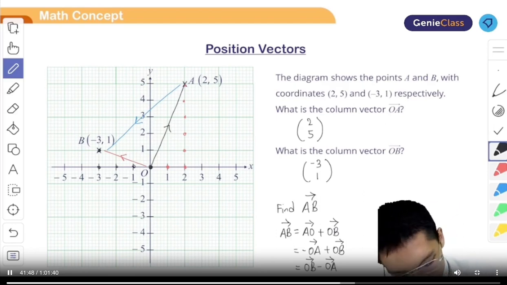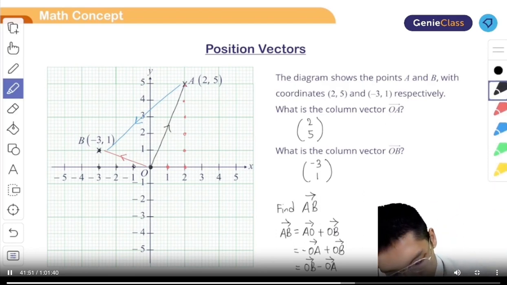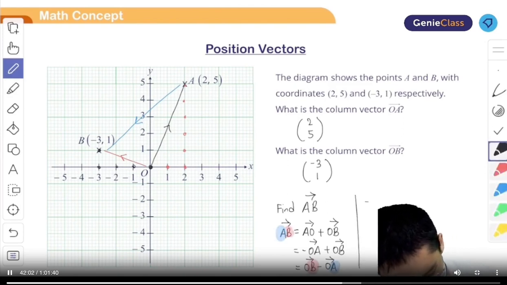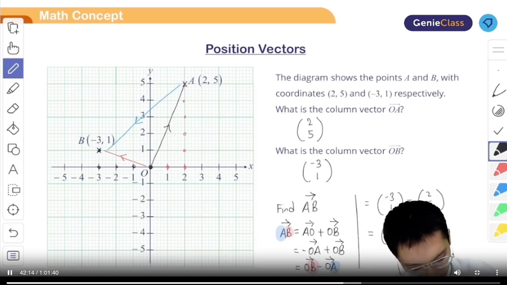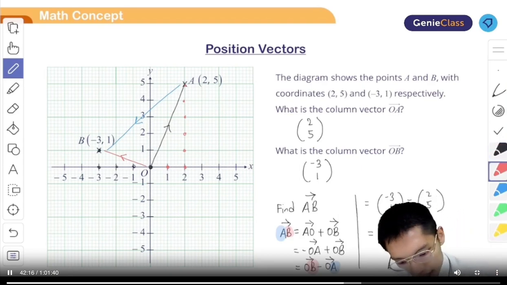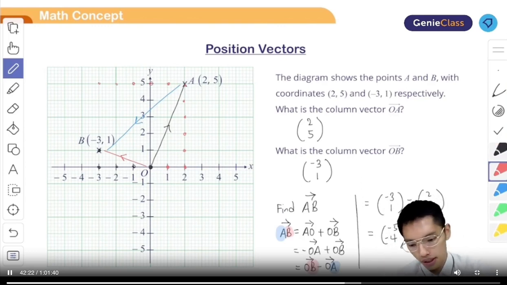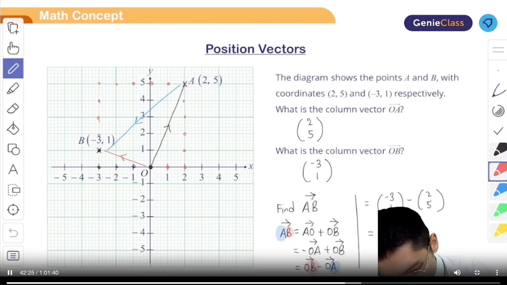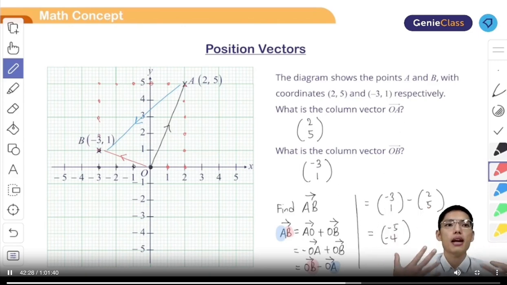And then if you want to simplify it, take a look at the trend. B, A. And in this case, B and A. So if I simplify it, OB minus OA is none other than negative 3, 1 minus 2, 5. In fact, you can try, it's actually minus 5 and minus 4, which is correct because you realize it's going 1, 2, 3, 4, 5 units to the left and 1, 2, 3, 4 units down, which is essentially the vector minus 5, minus 4.